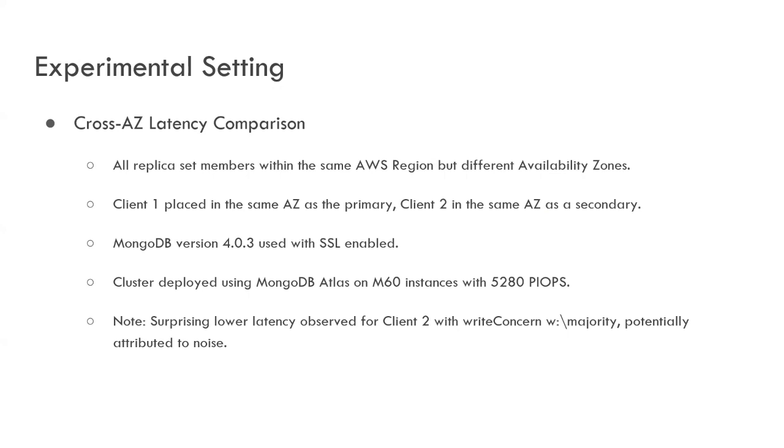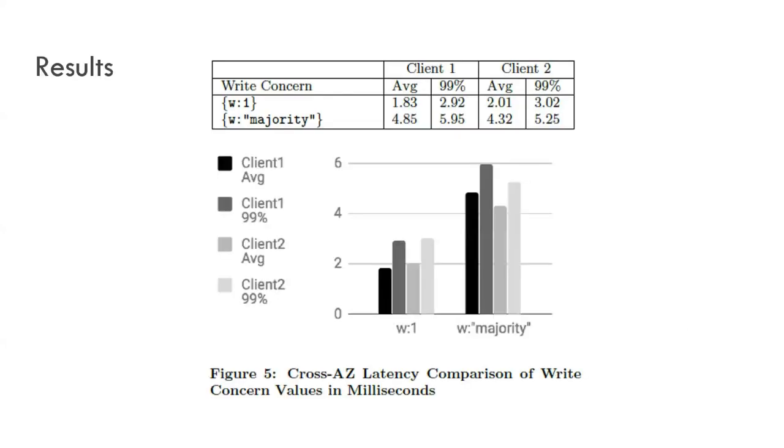All replica set members were running MongoDB 4.0.3 with SSL enabled. The cluster was deployed using MongoDB Atlas on M60 instances with 5280 PIOPS. Result here, client 2 had a lower latency for write concern majority, and this is probably just because of noise. Client 1 is faster than client 2, and W1 is faster than W majority.